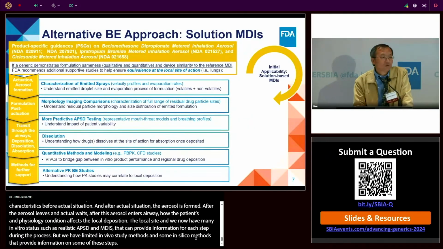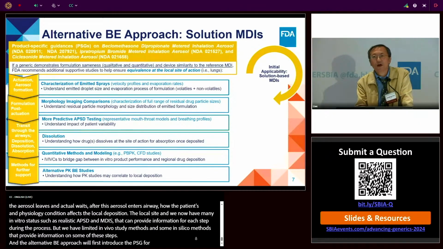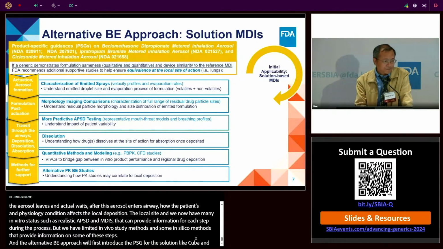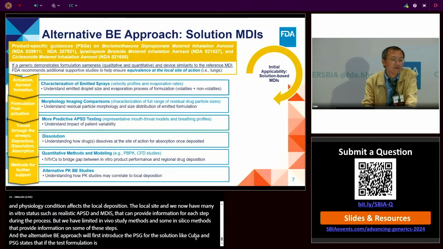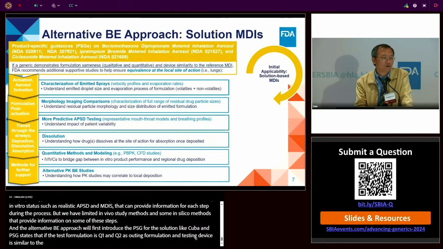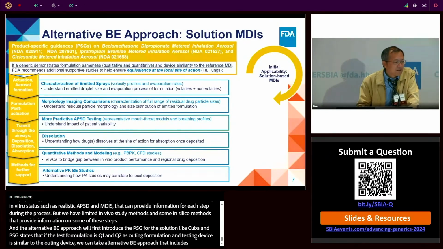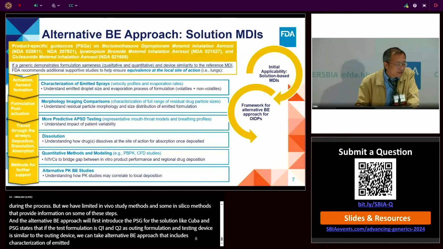And the alternative BE approach was first introduced in the PSG for the solution-based MDIs, like Qvar and the Qvar Redihaler. The PSG states that if the test formulation is Q1, Q2 the same as the RLD formulation, and the test device is similar to the RLD device, the applicants can take the alternative BE approach that includes characterization of emitted sprays, morphology imaging comparison, the realistic APSD dissolution study, the in silico modeling, and the alternative PK BE studies.